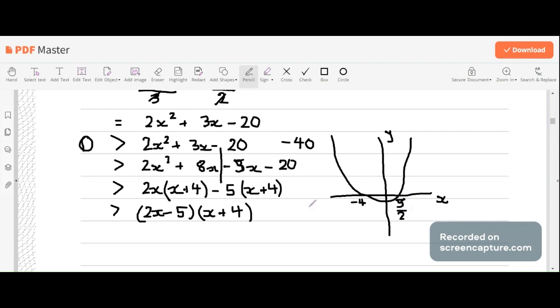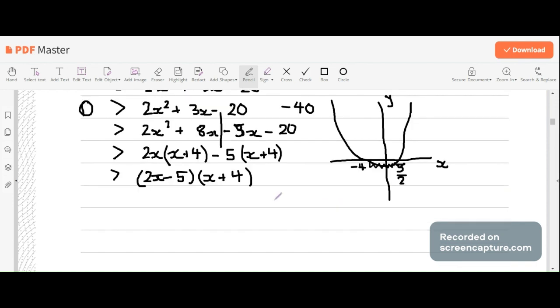Now, we have to find where it is less than 0. So it's less than 0 all through here. Okay, so therefore our answer for x is going to be negative 4 is less than x, and that's less than, I'm going to say 2.5. Same thing as 5 over 2.